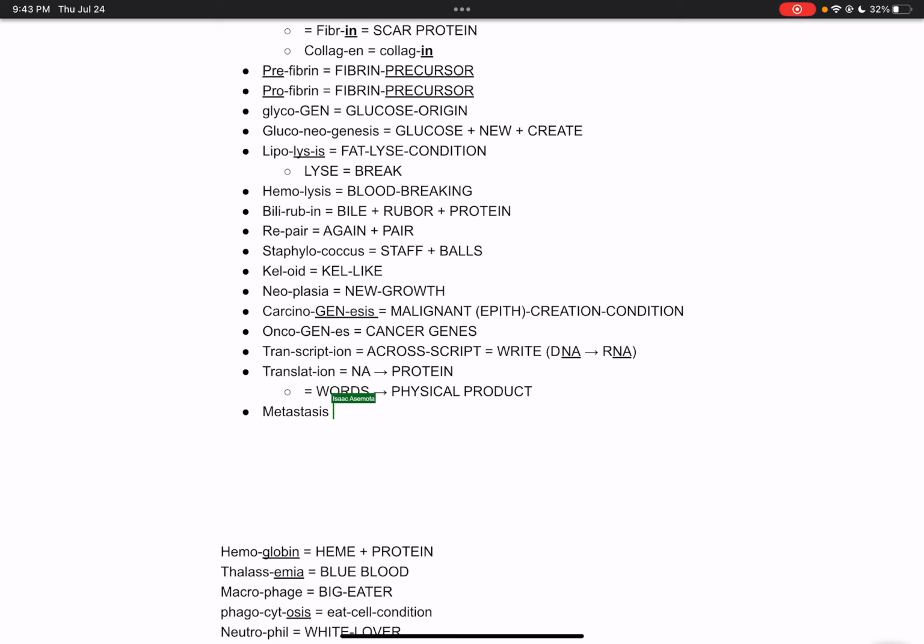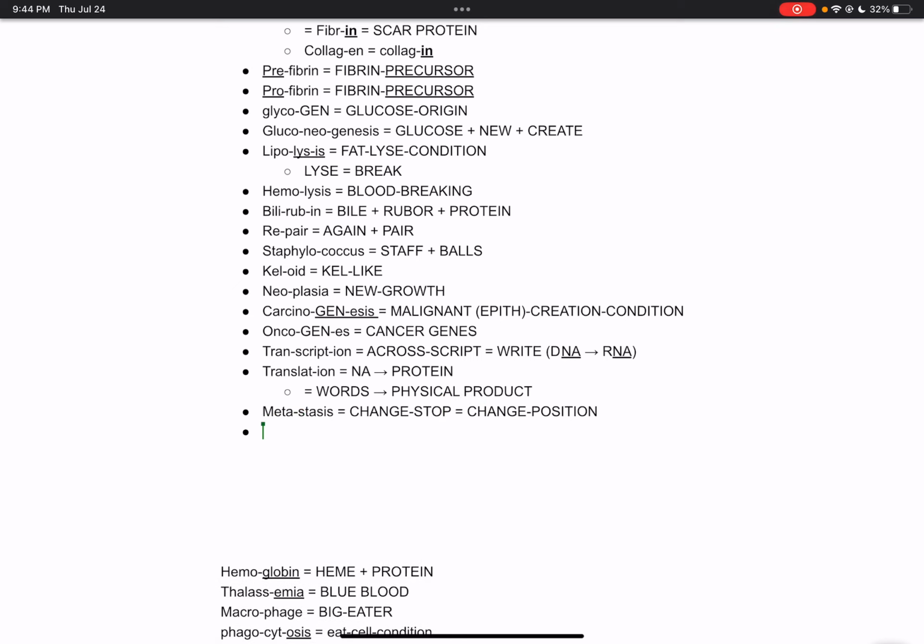Metastasis. This one is a little weird if you want to split it, but sure. Meta means what? Change, right? We know that. Stasis means what? Stop. But in this instance, they're saying stop more as position, to be stopped in one position. So metastasis means to change where you're stopped, to change position. So it's when the cancer changes position, when it travels from one organ to another. It's metastasized.